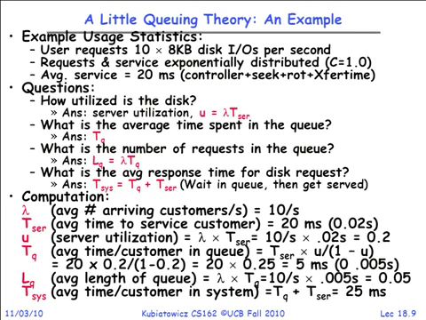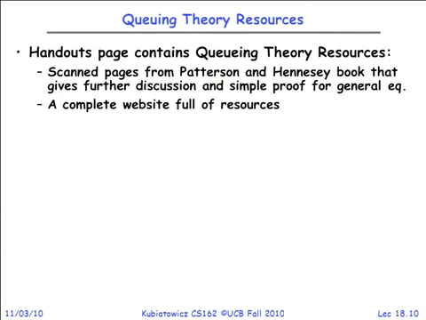Now, what are some resources? It turns out that the handouts page actually has some photocopied pages from Patterson's book on queuing. He's actually got a graduate computer architecture book, and there's a chapter on queuing theory, which you can take a look at, which basically rederives what I did. And I also have a link on there with a complete website of queuing resources if you want to know. And queuing theory is actually quite interesting, and it's made a lot of interesting discoveries over the years having to do with networking and telephony and a whole bunch of things. So there's a lot of utility to it. So if you have any interest, I would encourage you to take a look.